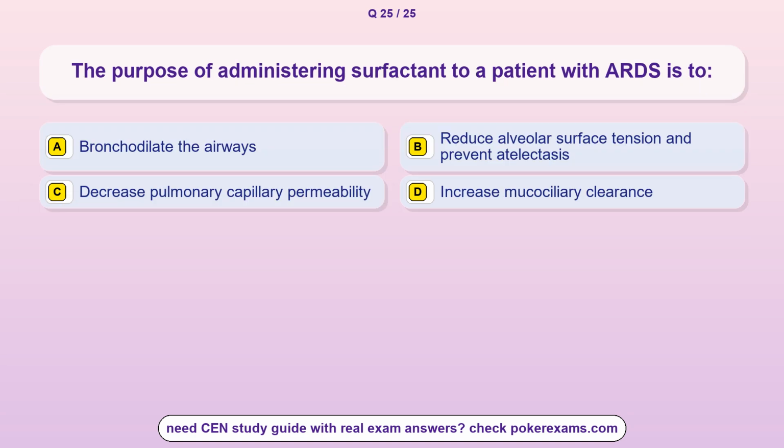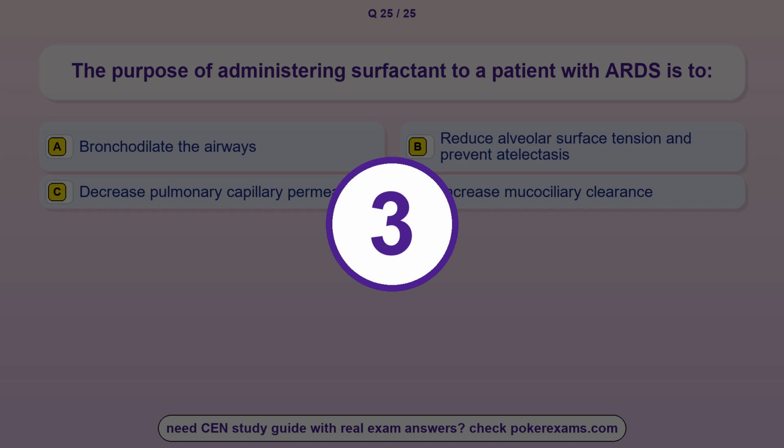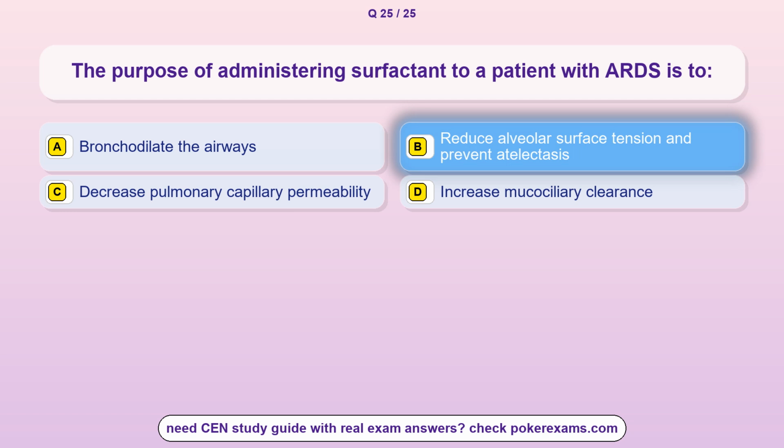Question 25. The purpose of administering surfactant to a patient with ARDS is to option A, bronchodilate the airways. Option B, reduce alveolar surface tension and prevent atelectasis. Option C, decrease pulmonary capillary permeability. Option D, increase mucociliary clearance. The correct answer is option B, reduce alveolar surface tension and prevent atelectasis.